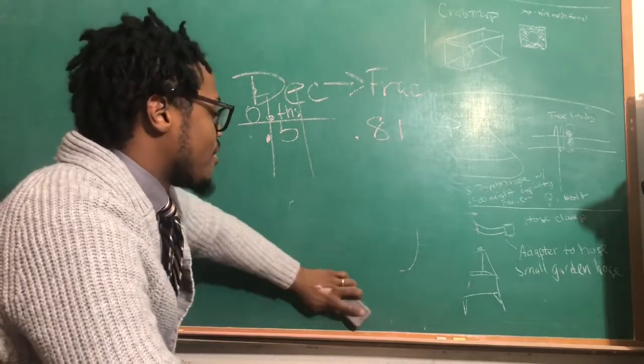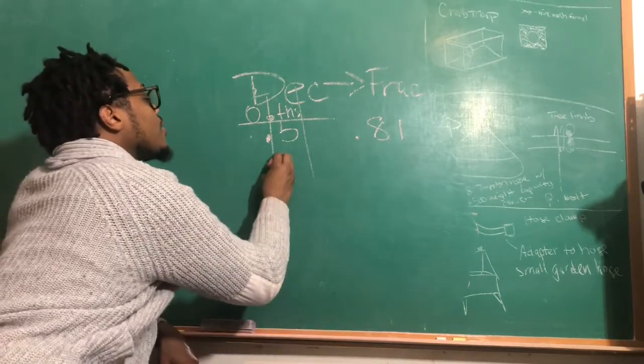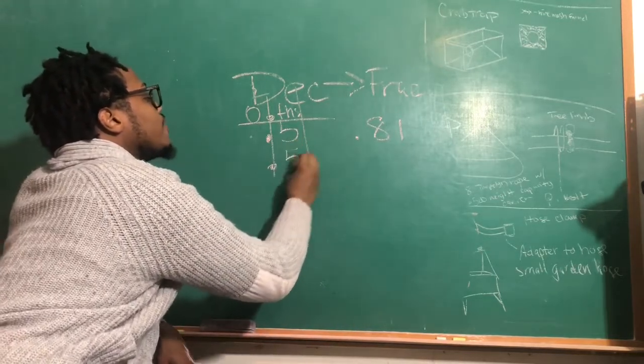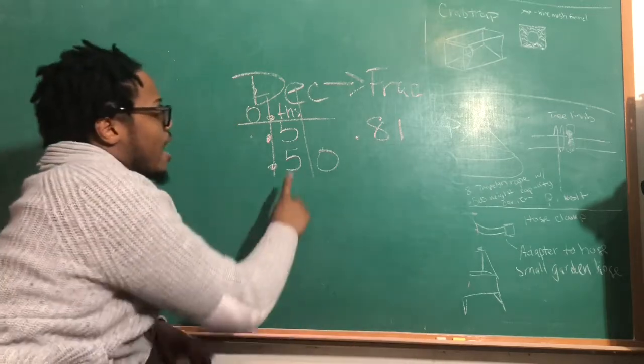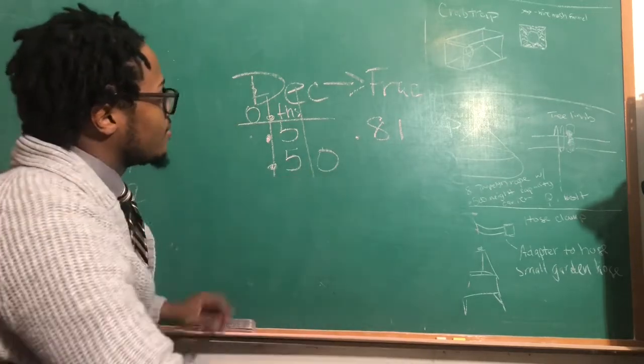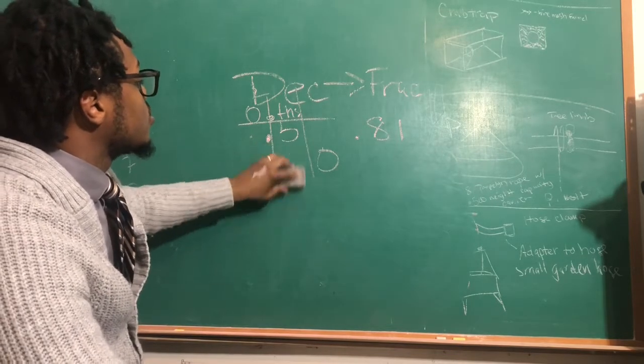Another way to think about 5/10 in particular is money. We know money, right? 50 cents is equal to half of a dollar. So that is another way to think about that, okay? There's 100 cents inside of a dollar, so 50 cents would be half.